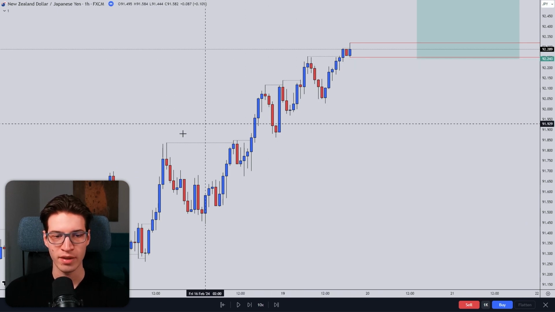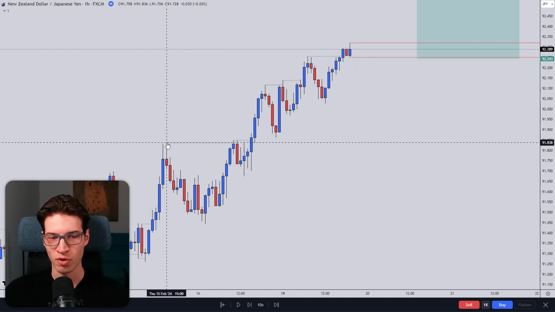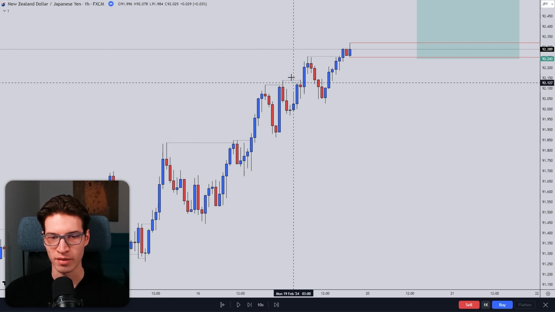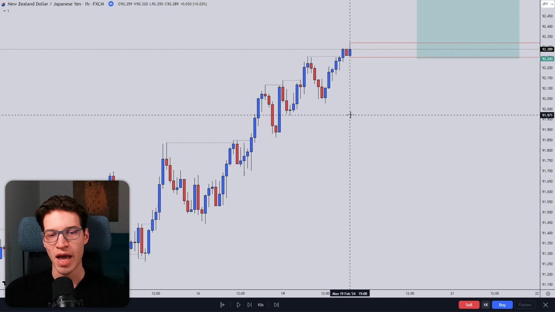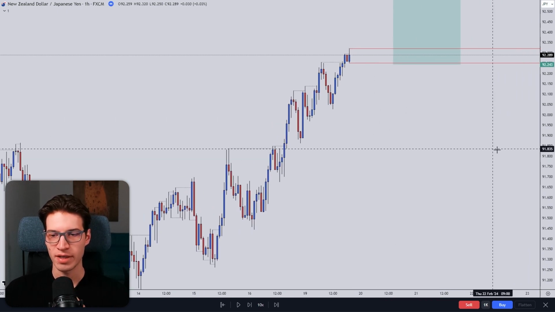Super high probability. Look at what happens each time a high is broken. High is broken, no momentum. High is broken, weakness. Weakness, weakness, weakness again. Absolutely slowing down of bullish pressure. Very clean ascending channel.